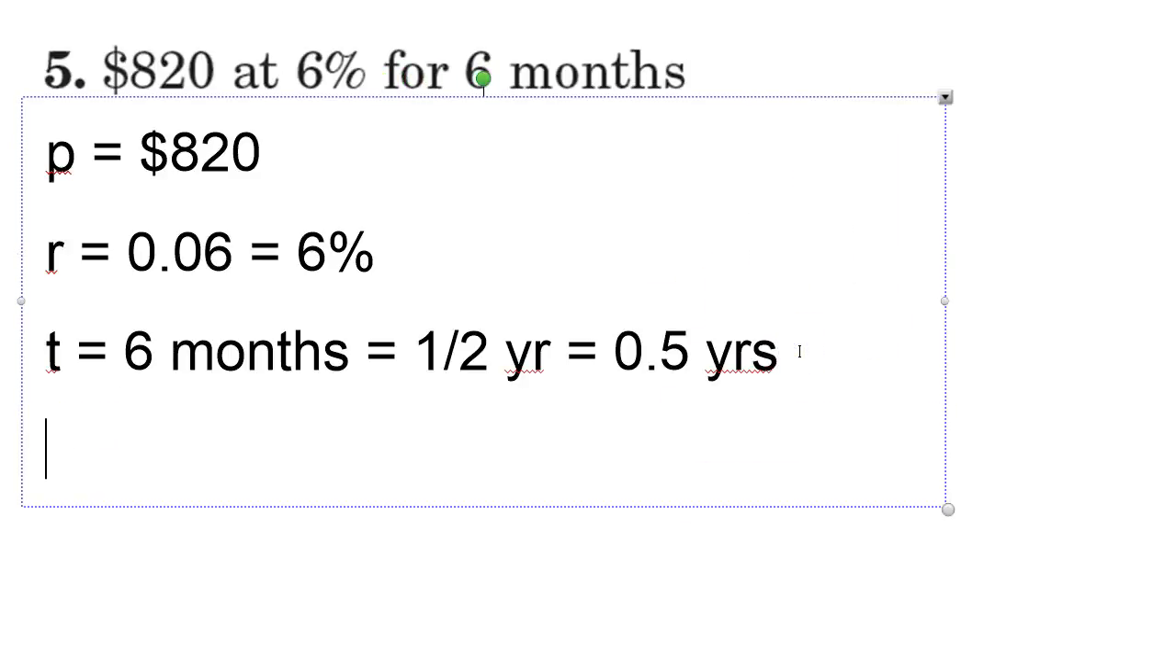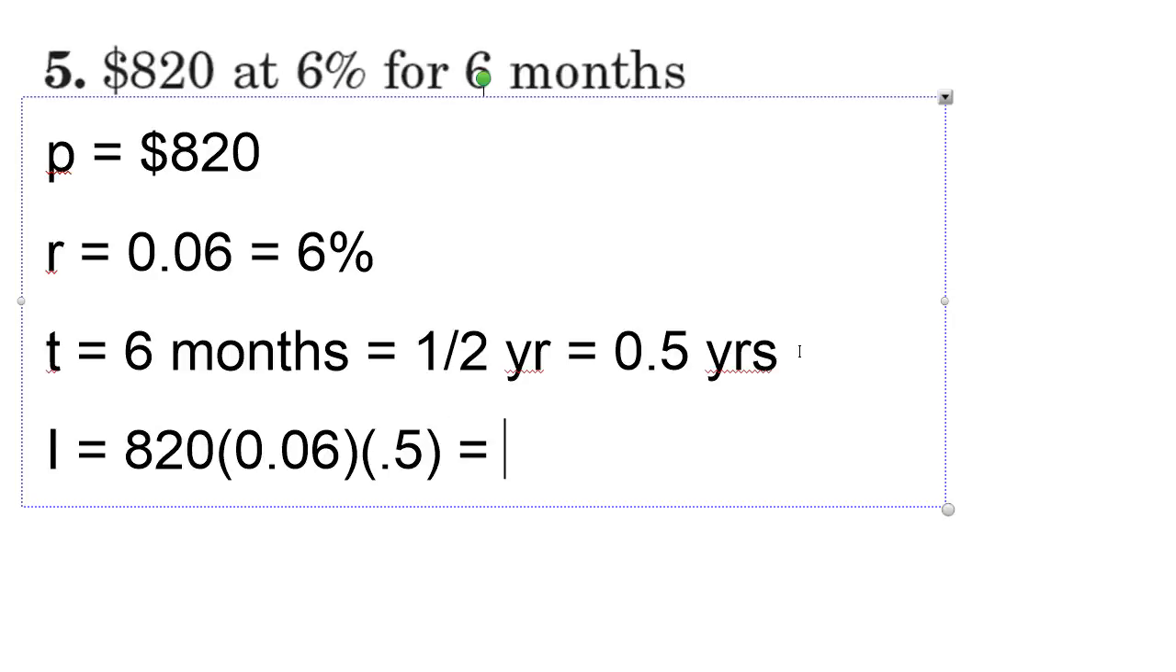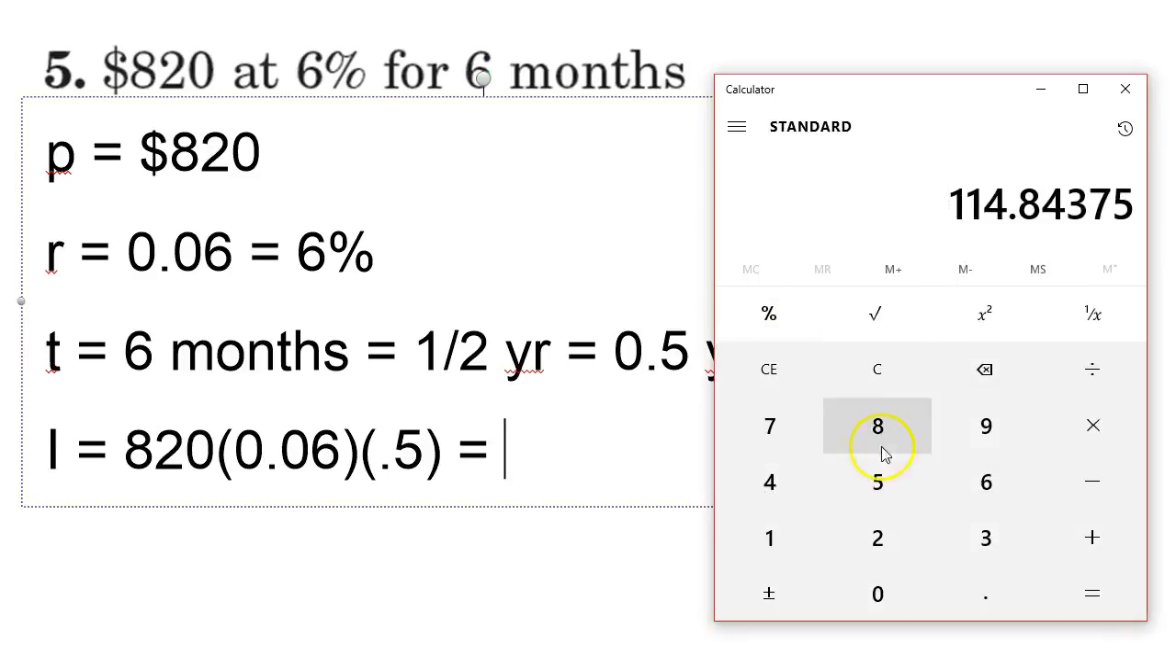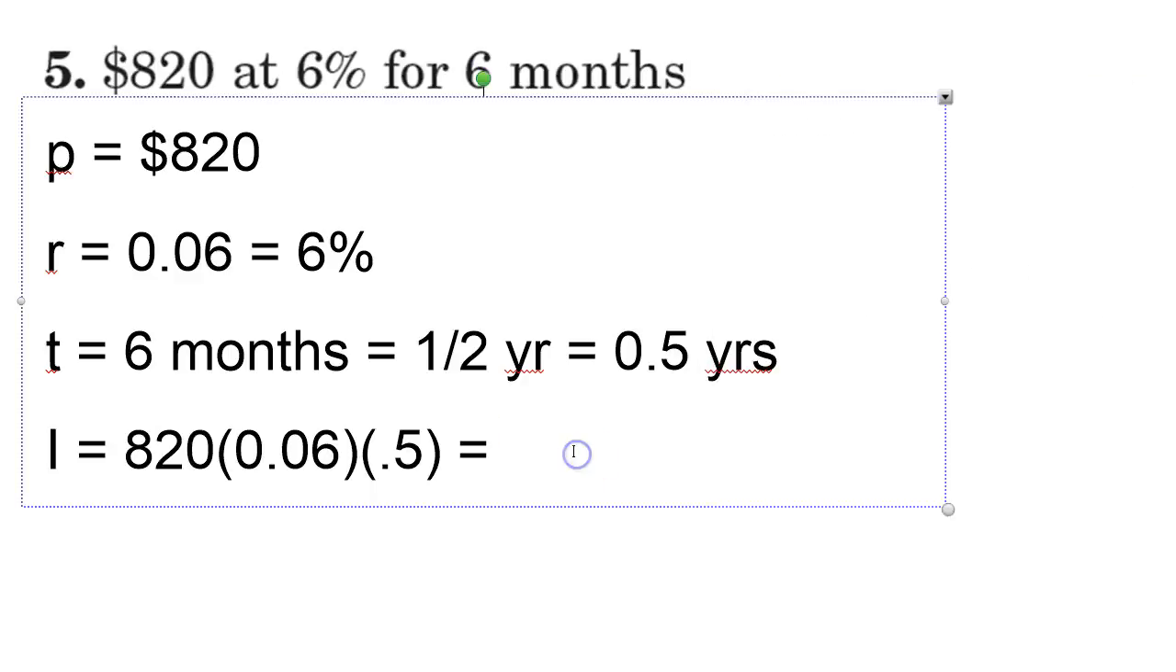Okay, so interest equals, and then hopefully you said for the equation 820 times 0.06 times 0.5. And we're not going to get a lot of this because it's only for half a year. So $24.60.